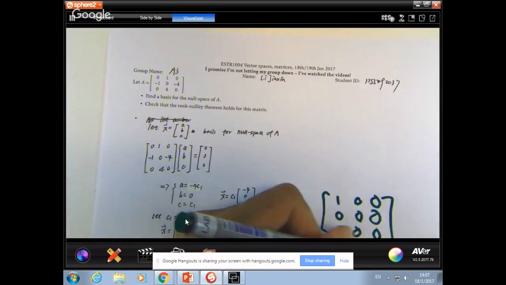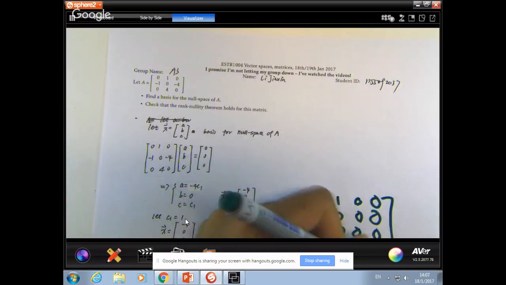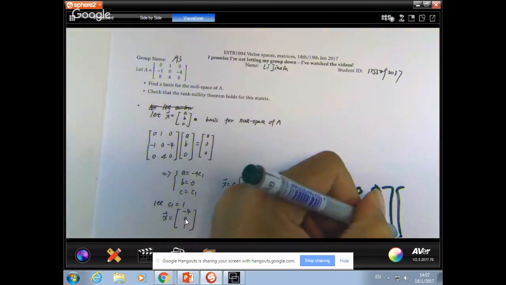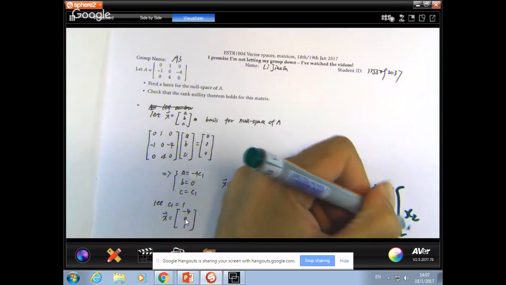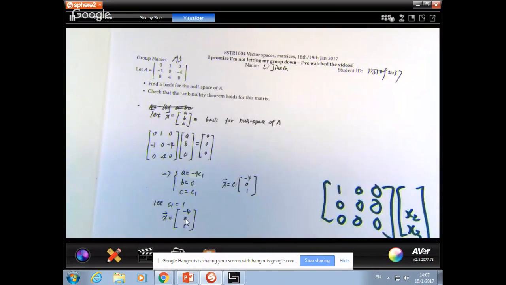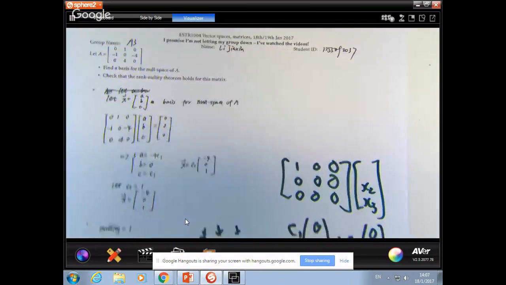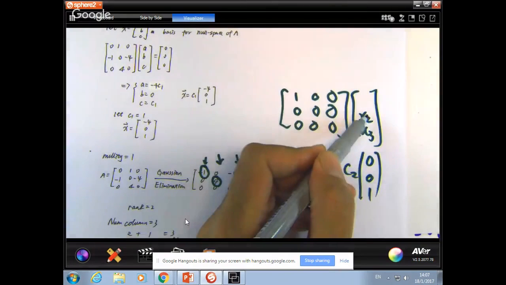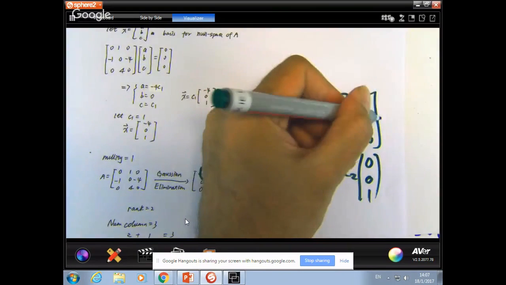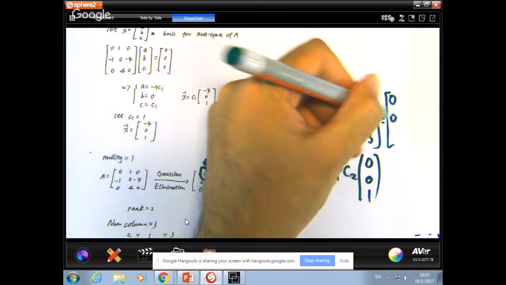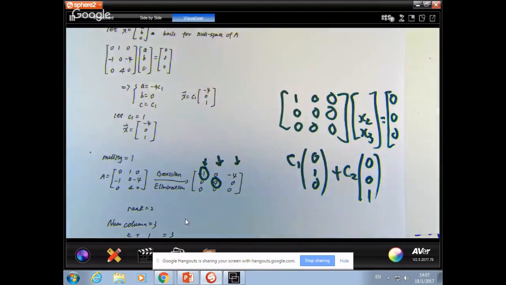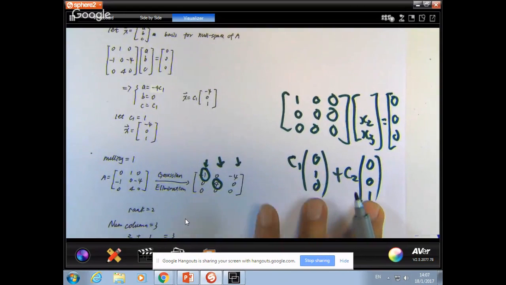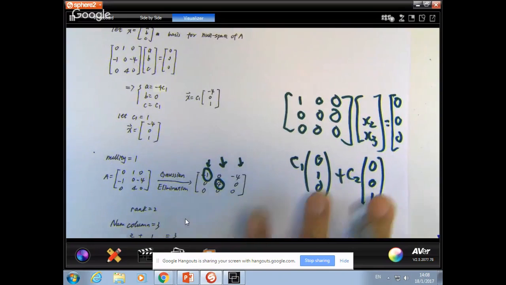C1 times (0, 1, 0) plus C2 times (0, 0, 1), right? Because it doesn't matter what you choose, x2 and x3 can be chosen arbitrarily, the solution will still be 0. It doesn't matter how I choose x2, how I choose x3, the overall vector is still going to be 0 0 0, right? So therefore, these two vectors form a basis for the null space.